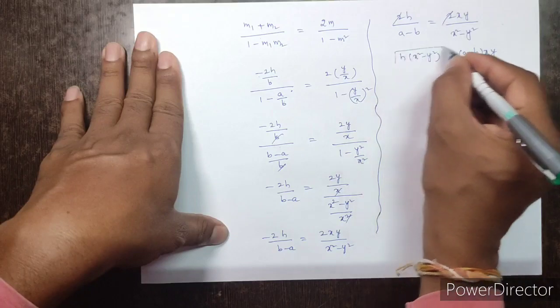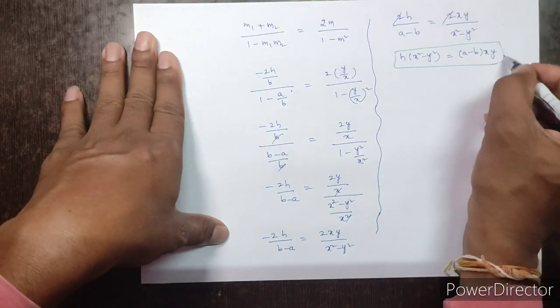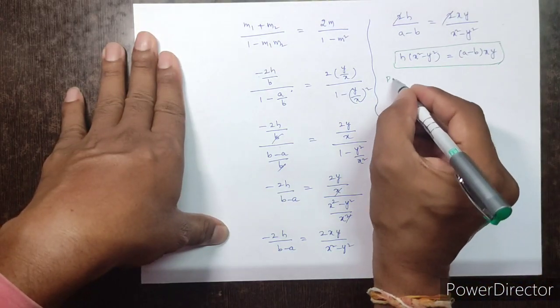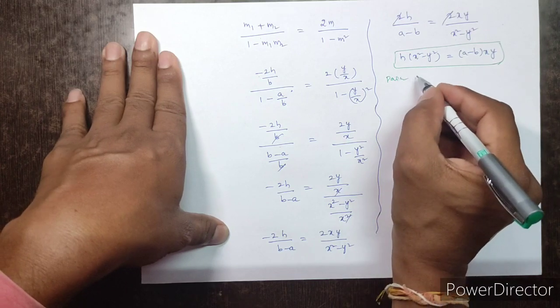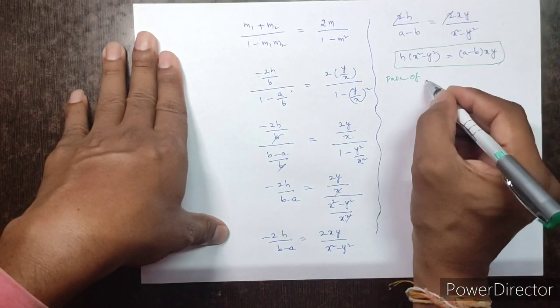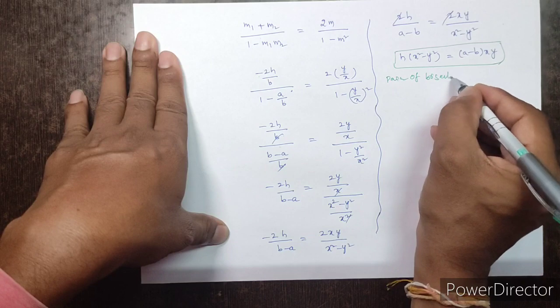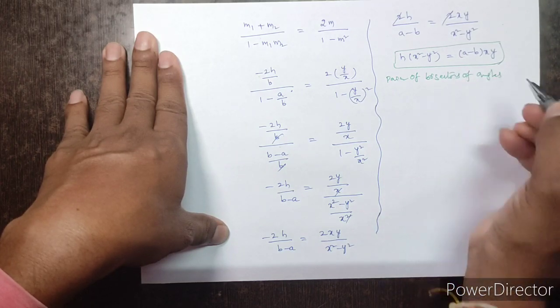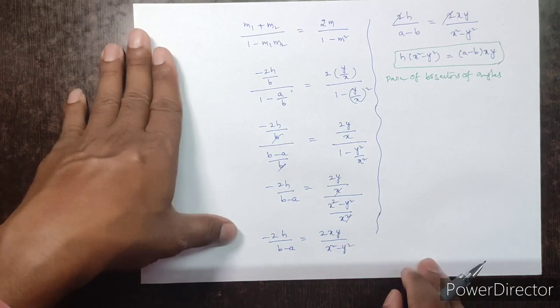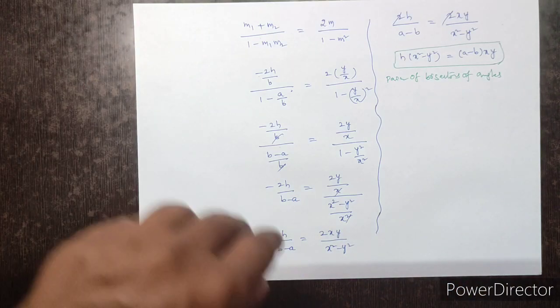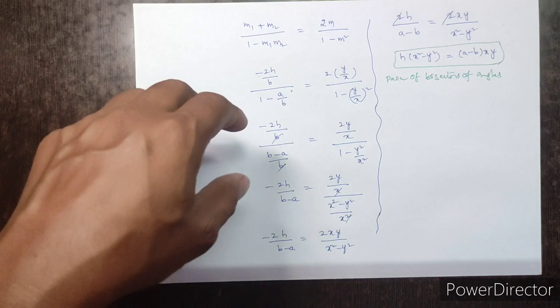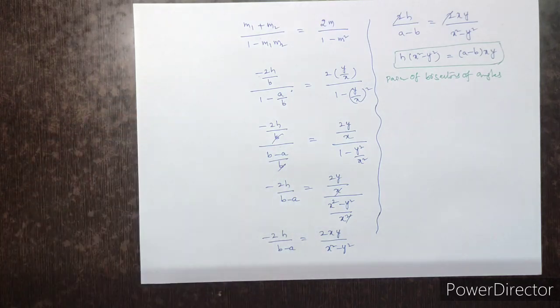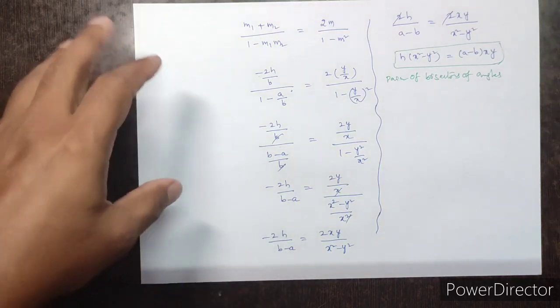This equation is the pair of bisectors of angles. This equation represents the pair of bisectors of angles.